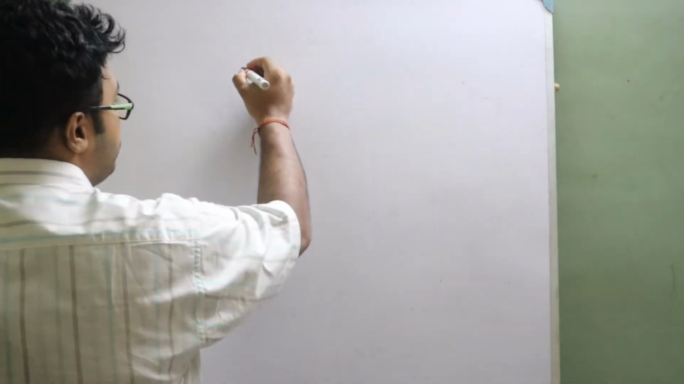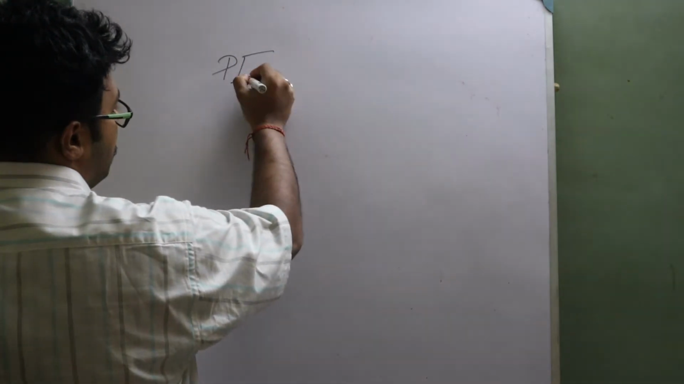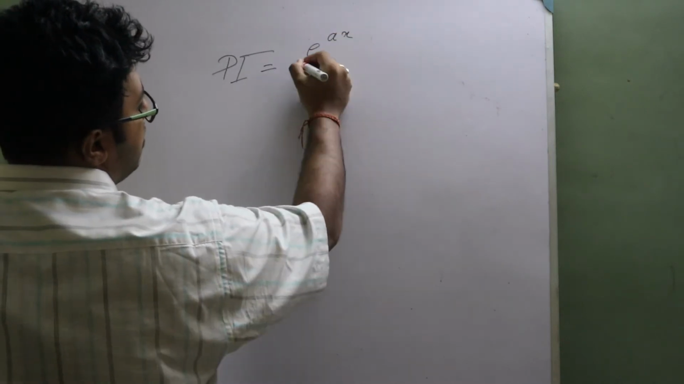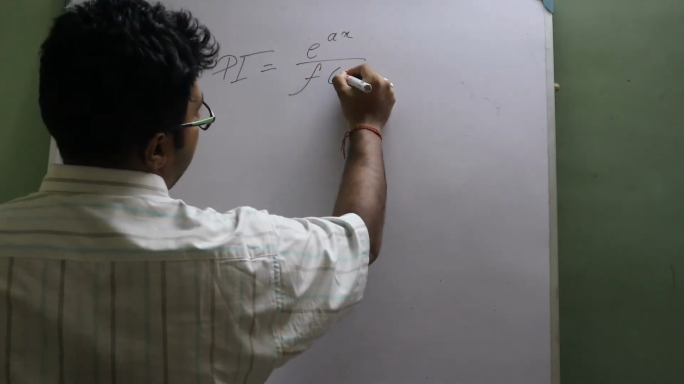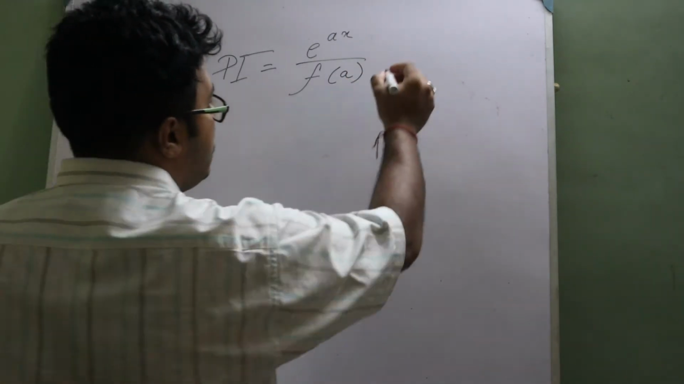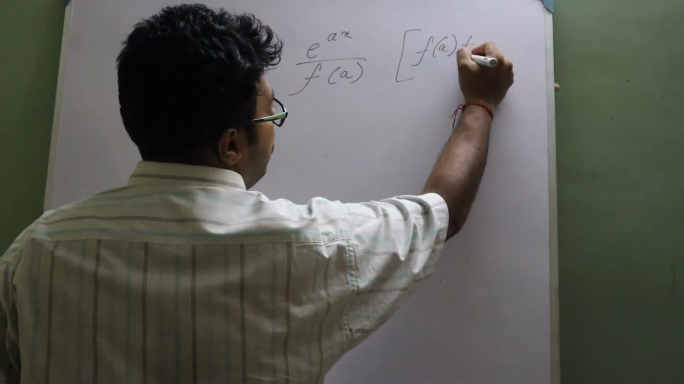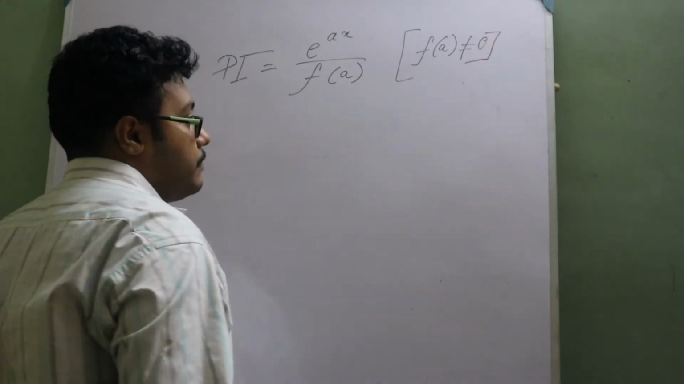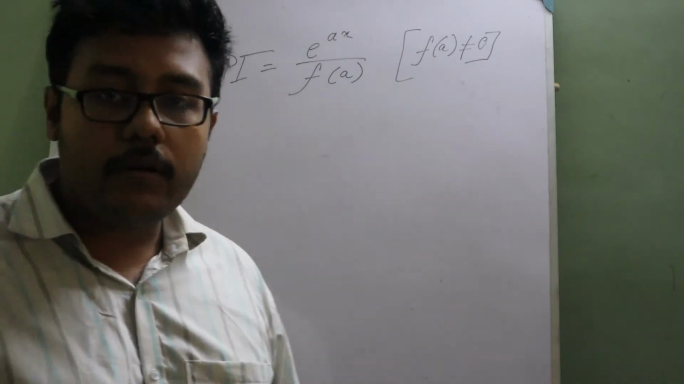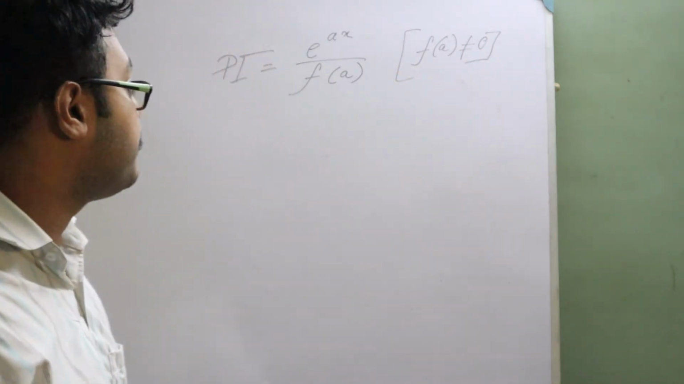Now the formula which I have shown you before, that is PI is equal to e to the power ax by f of a. This I have shown you, but it contains a condition that f of a must not be equal to 0. Now the thing that will come to your mind is what you will do when this denominator part, that is f of a, is equal to 0.